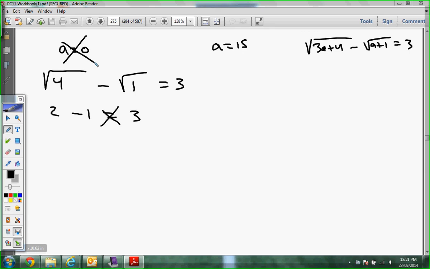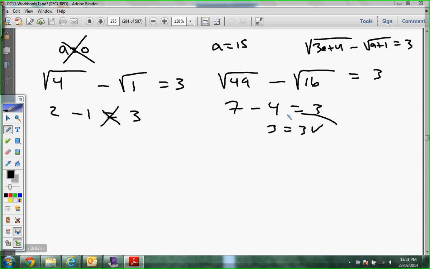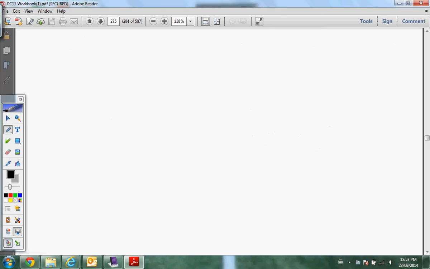Okay, and then we'll try 15. 15 times 3 is 45, plus 4 is 49. 15 plus 1 is 16. Square root of 49 is 7. Square root of 16 is 4. That is confirmed. They can both work, but most of the time it's going to be one or none. I think those are the more common. All right, last example.